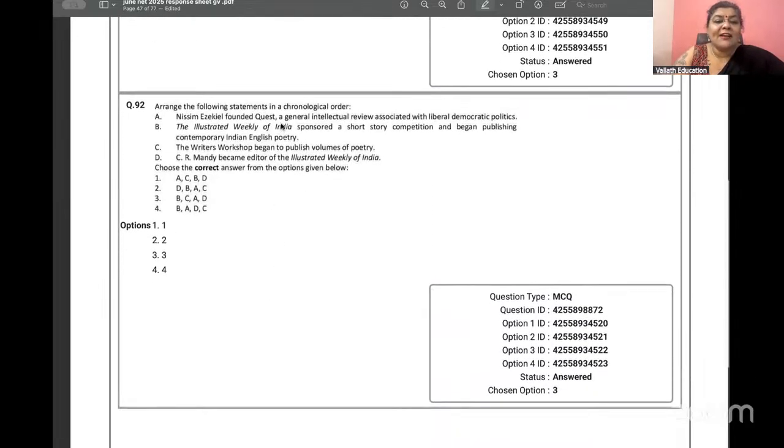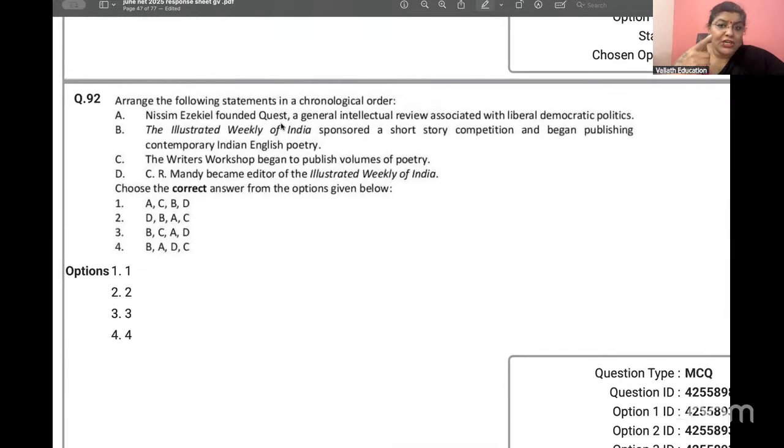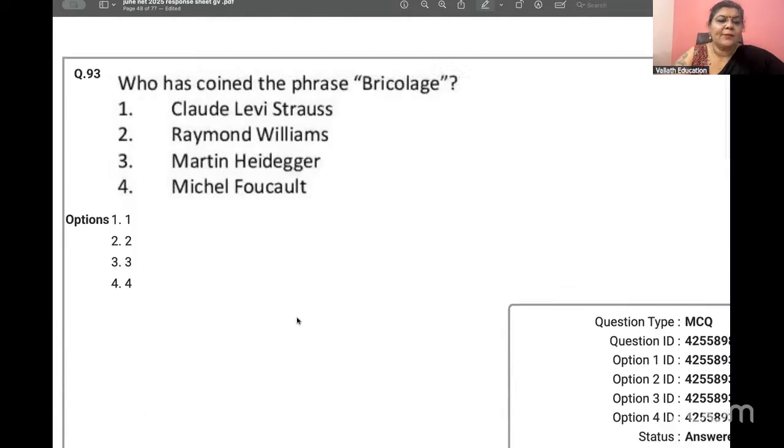Now, Nissim Ezekiel founded Quest. So this is Indian literature, but journals, Indian literature and journals and Writers Workshop also. If you don't study, you will not know. This is not easy. Okay, next one. It's not easy. I'm not blaming you.